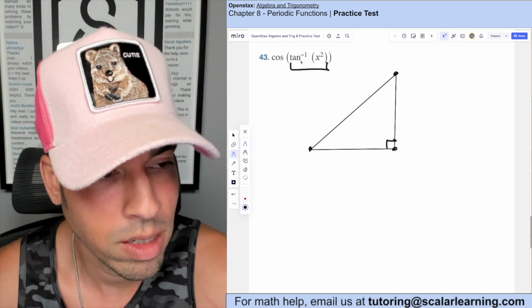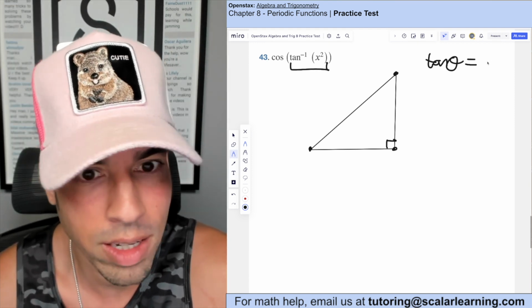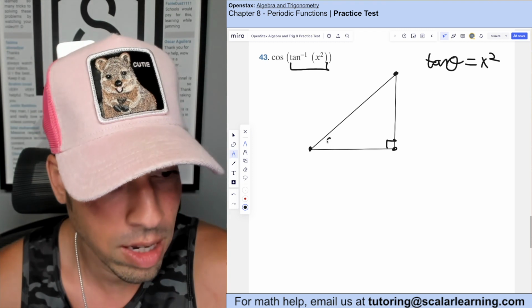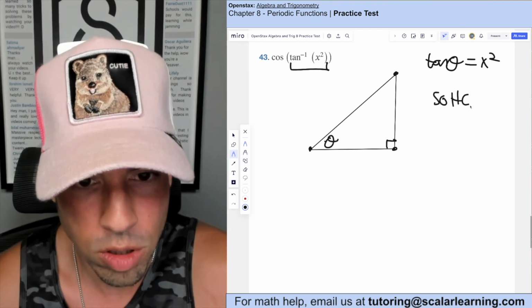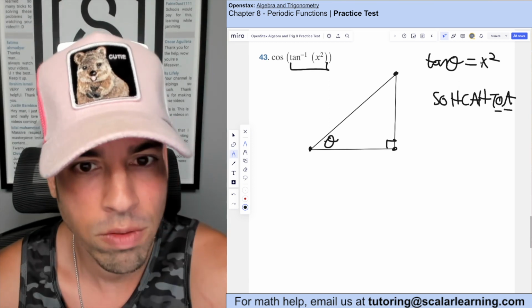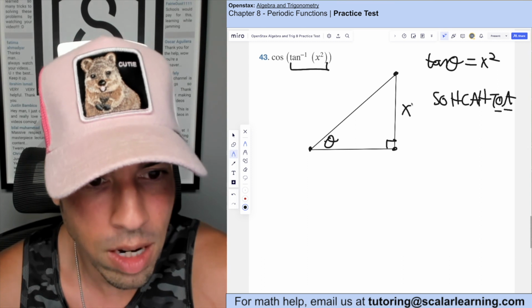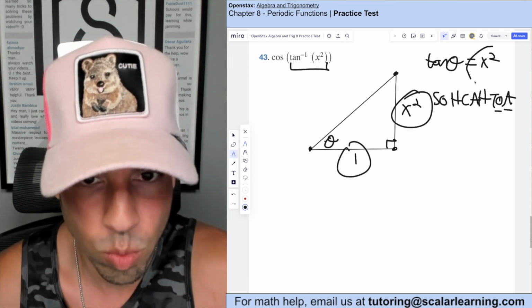So for this one, we can't use the unit circle, but we can make a triangle here. And remember, this is saying arctangent of x squared, which is the same as saying tangent of some angle is x squared. And I can say that angle theta, I can put it here in the triangle. And what is tangent based on SOHCAHTOA? Tangent is opposite over adjacent. So tangent of theta is x squared, so I can say the opposite side is x squared.